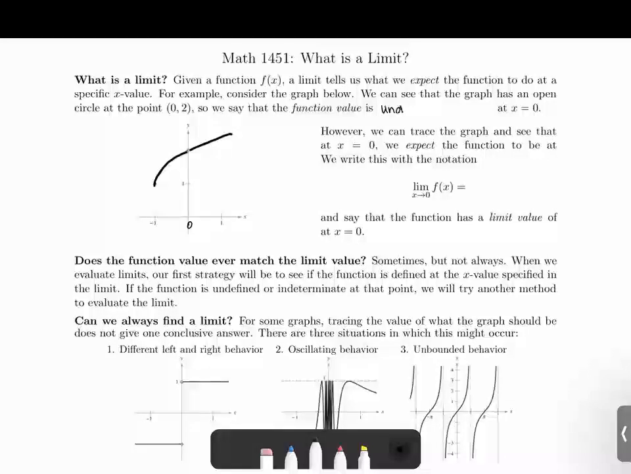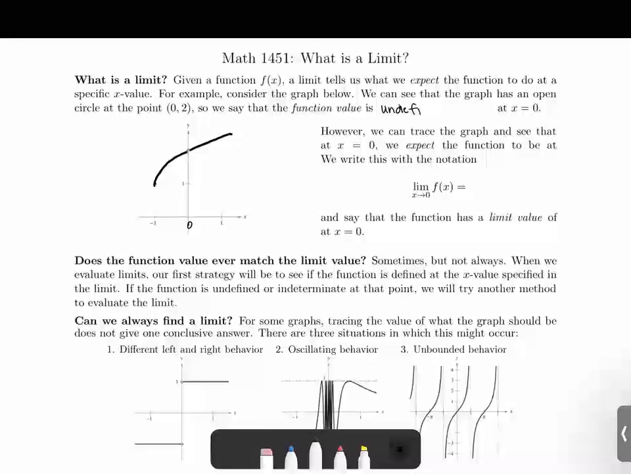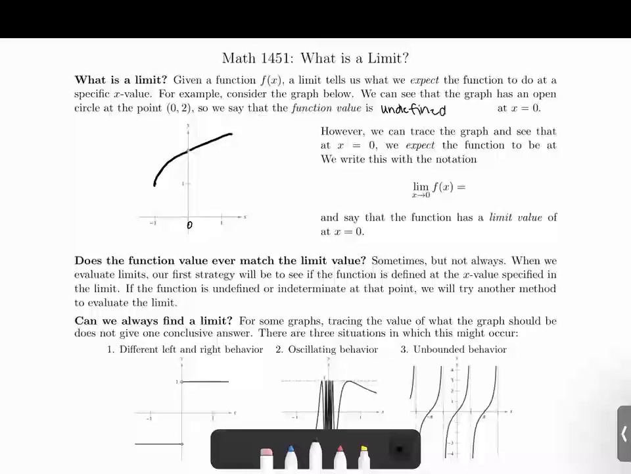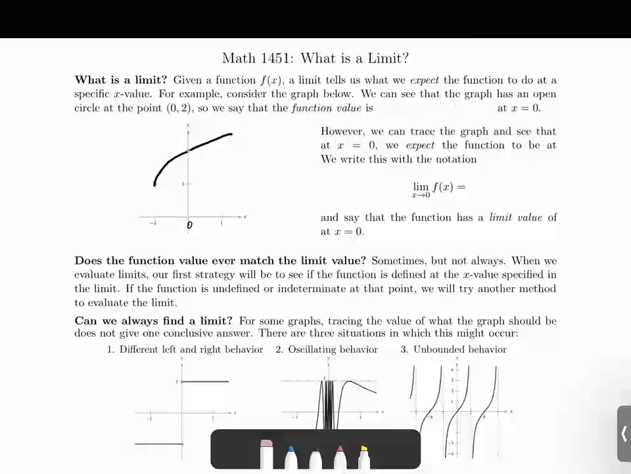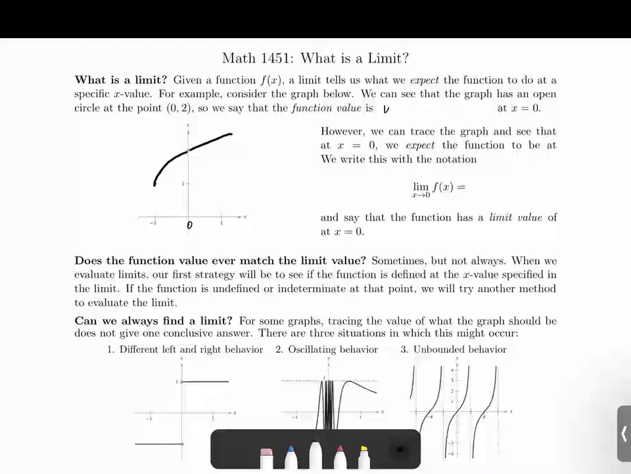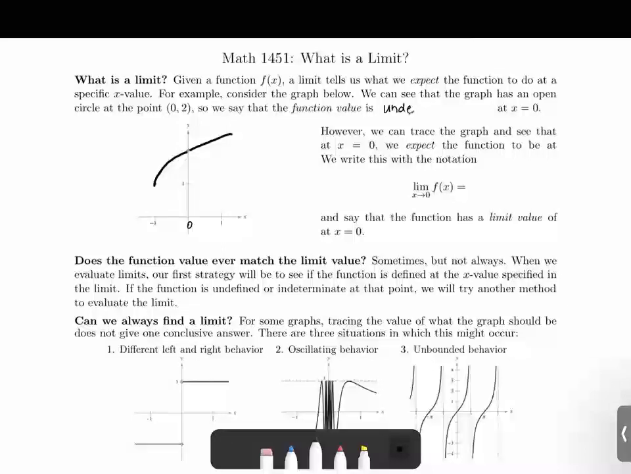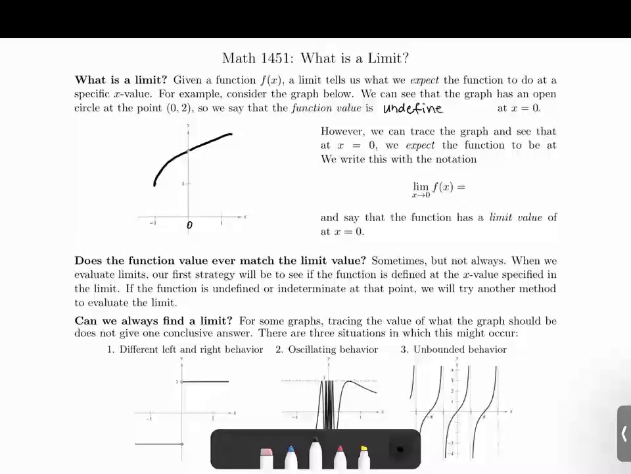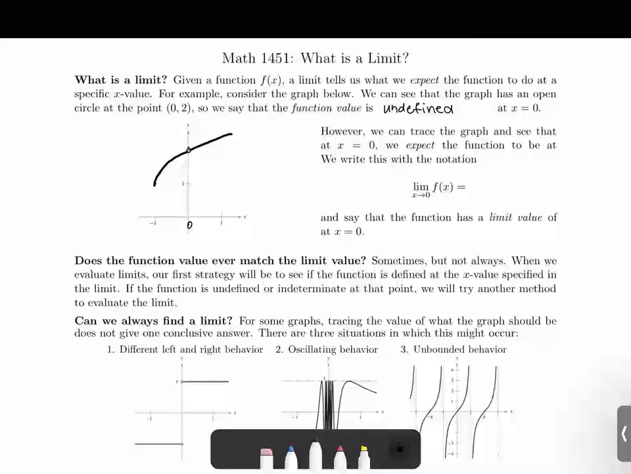This is something that you should be familiar with from your high school math courses. This is undefined at x equals 0, because we have that open circle in the graph. So the graph's undefined at that point.